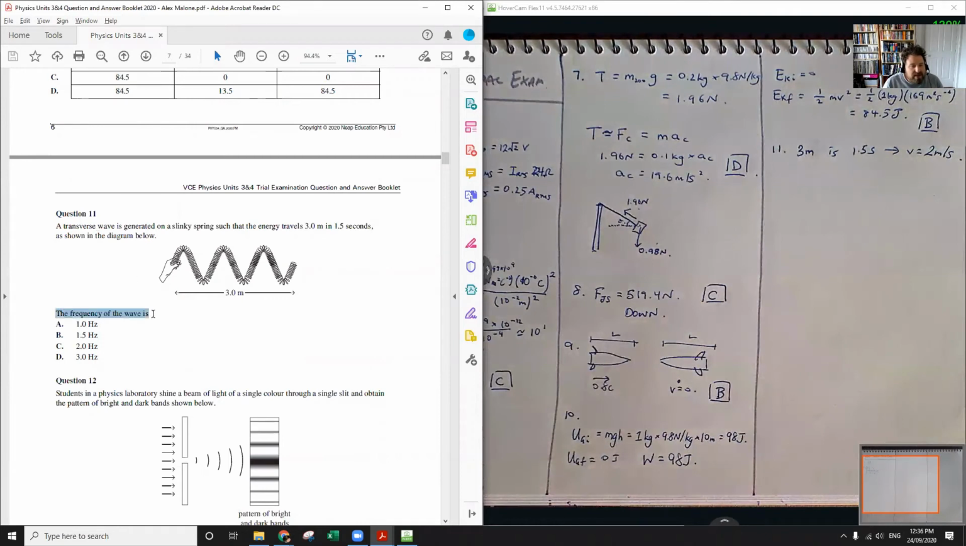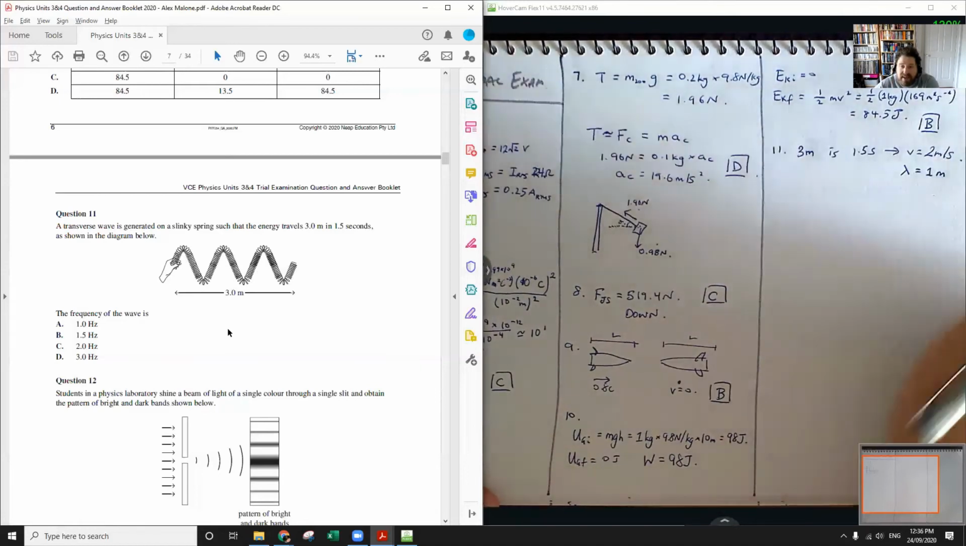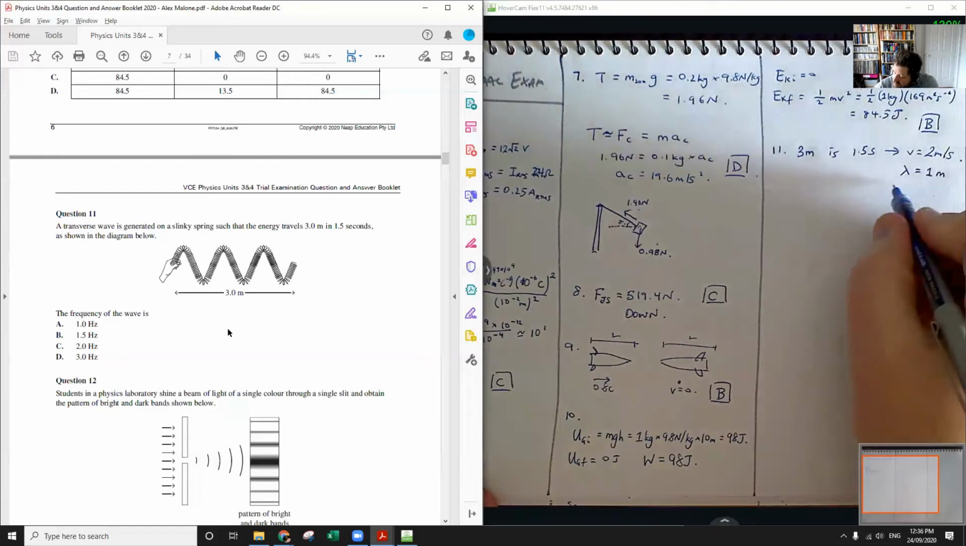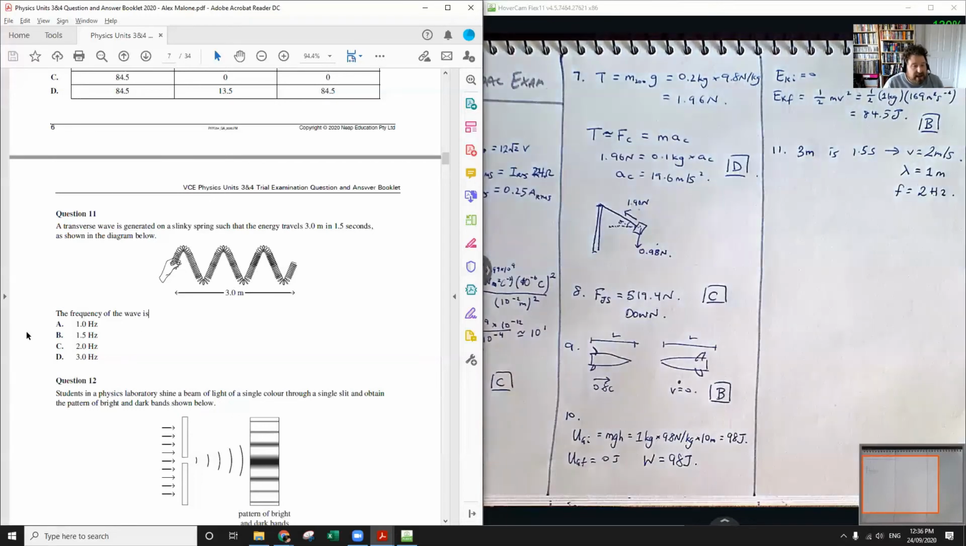And we want to know what the frequency of the wave is. We're going to use this picture here to work out a wavelength. We have 1 full wave, 2 full waves, 3 full waves in 3 meters. So that means lambda equals 1 meter. So if lambda is 1 and v is 2, then, V equals F lambda, F must be 2 hertz. So C.